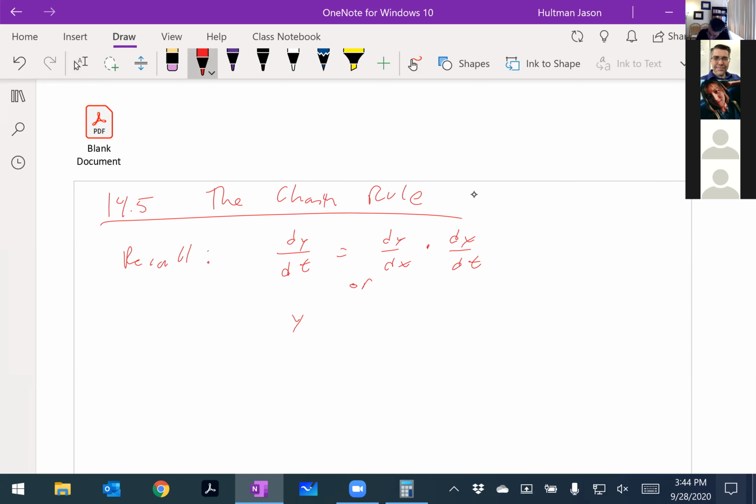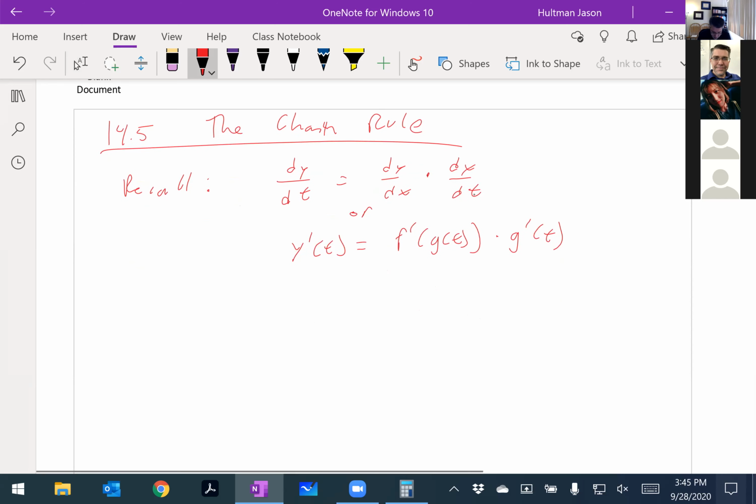Or we could write this as y prime of t is equal to f prime of g of t times g prime of t, right? Derivative of the outside times the derivative of the inside. Well, we can parameterize this on one variable. So let's say that instead of this guy, we have z, and we're going to parameterize on t.